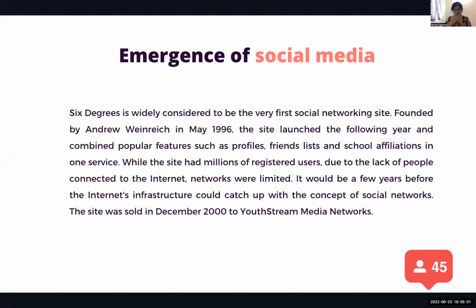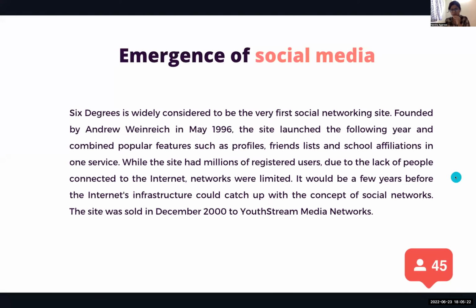So the first social media networking site which emerged was 6 Degrees. 6 Degrees was the first social networking site, which was founded by Andrew Weinreich in 1996, and it had very popular features. You can create a friend list, connect with different people, and affiliate your own schools into the particular website, etc.